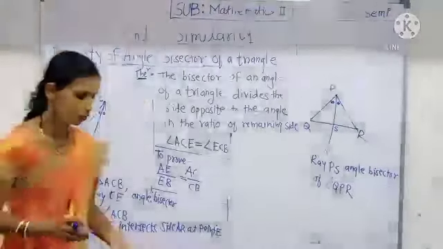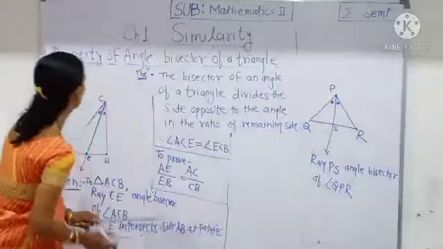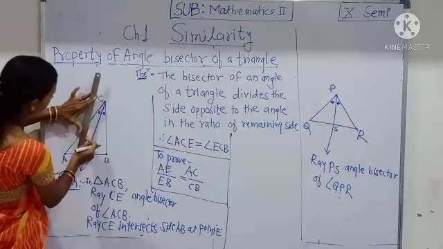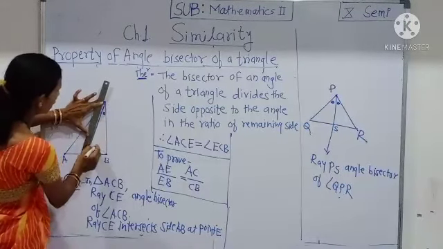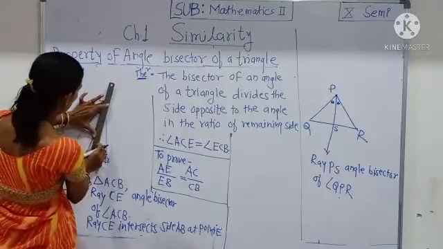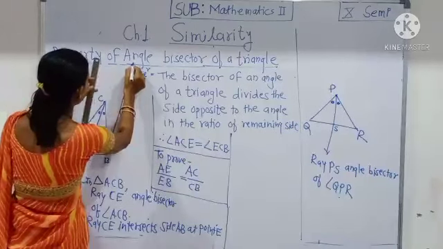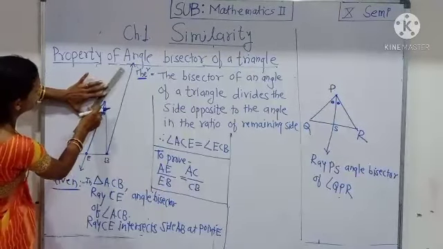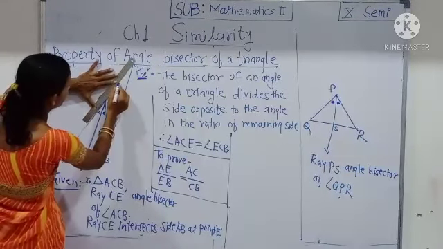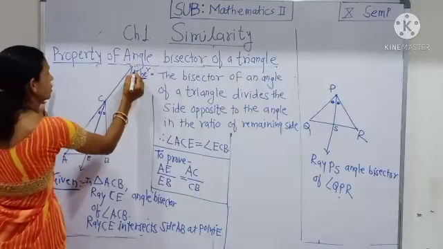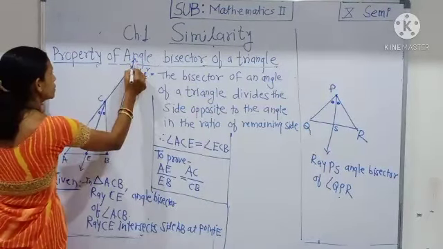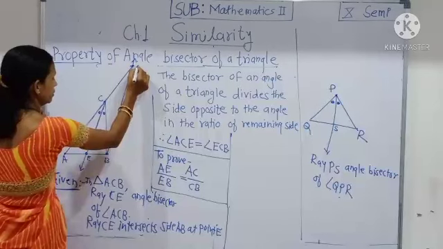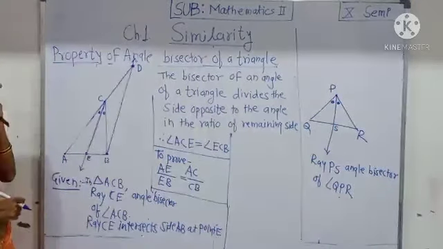For this purpose, we have to do some construction here. The line parallel to ray CE, passing through point B, should be drawn, and side AC extended up to that ray, which intersects at point D. That is the construction.